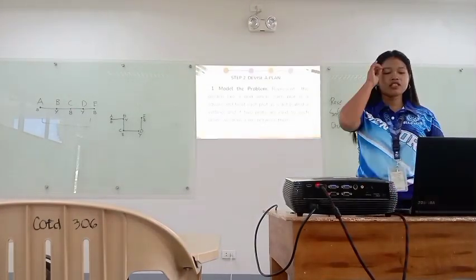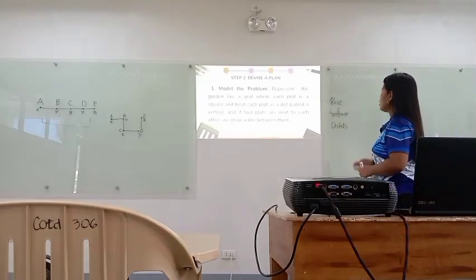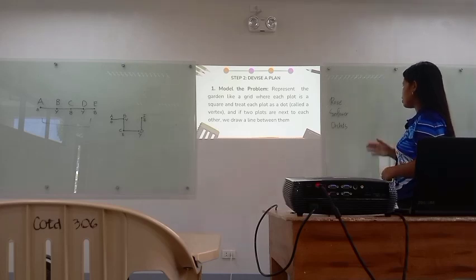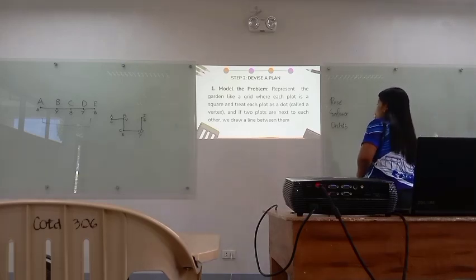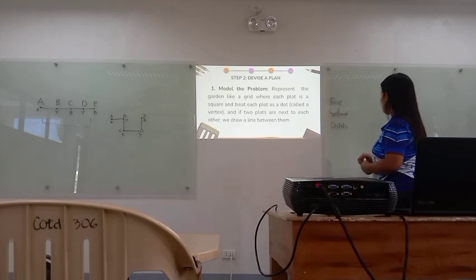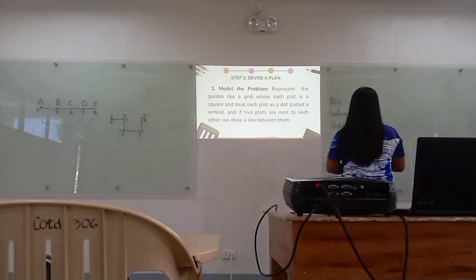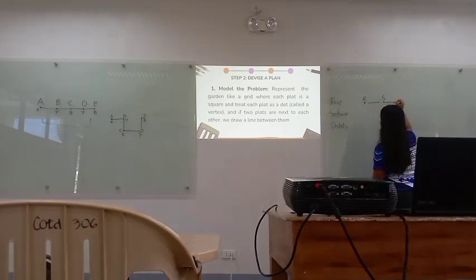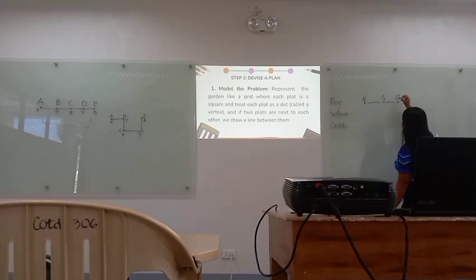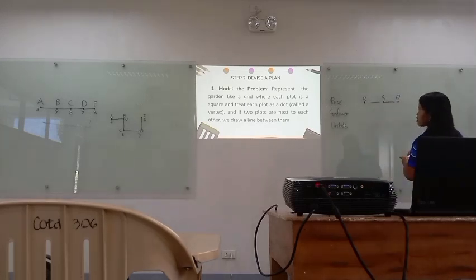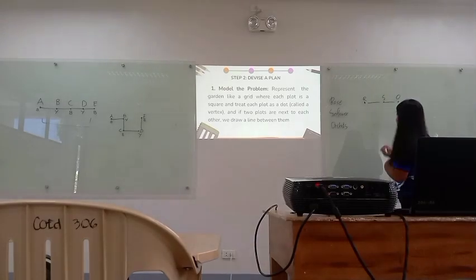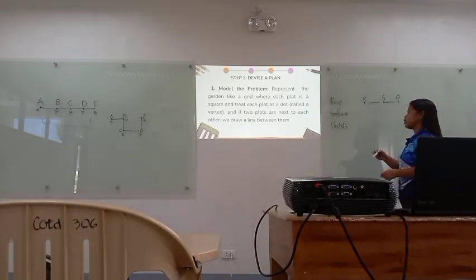Very good. So let's start with the model of the problem. Let's represent the garden like a grid where each plot is a square and treat each plot as a dot. And if 2 plots are next to each other, we draw a line between them. Okay, so let's assume that we have rose, sunflower, and orchids. Since the problem mentioned a grid, let's have a one by one grid.